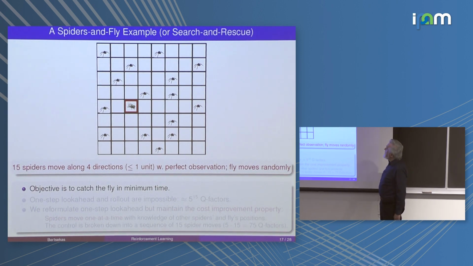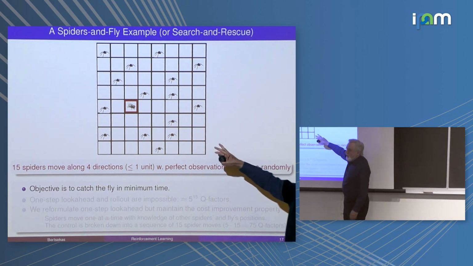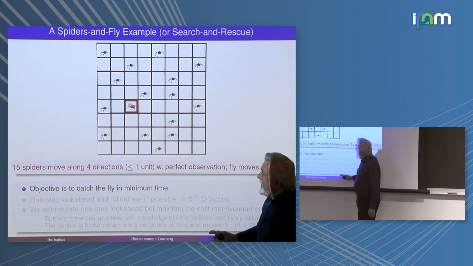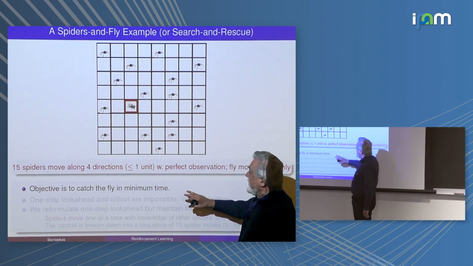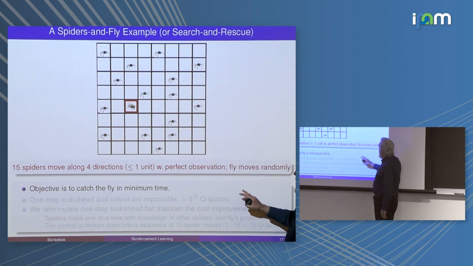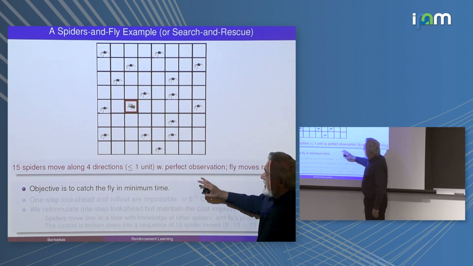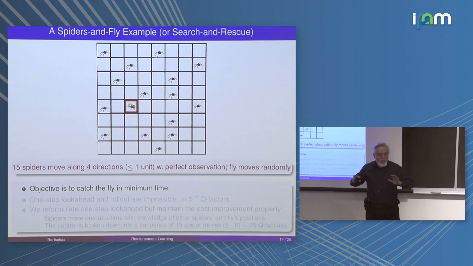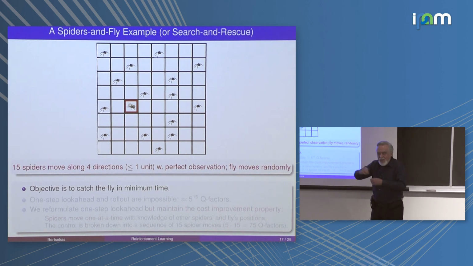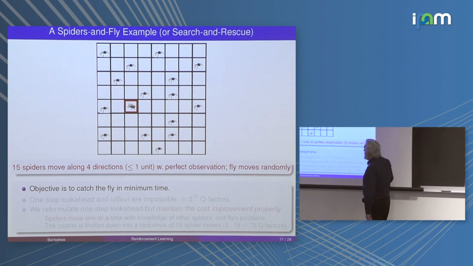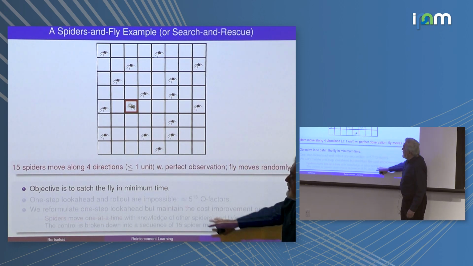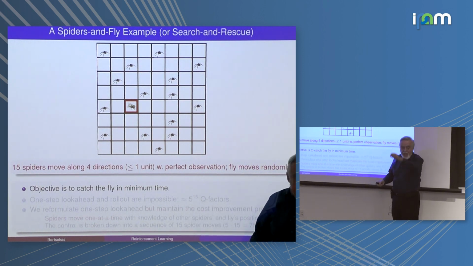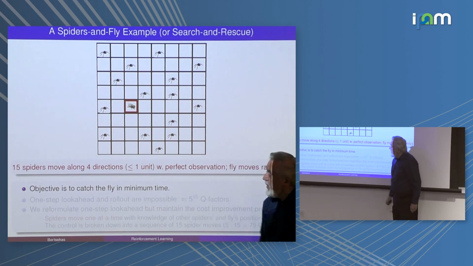Okay. This is a search and rescue problem, but to make it more interesting, I've turned it into a spiders and fly problem. You have 15 spiders moving on a grid along the 4 directions by 1 unit at most, and a fly that moves randomly. Now, the spiders have perfect vision. They know where each other are, and they also know where the fly is after it has completed a random motion at every step. So the control here is, of course, the joint motion of the spiders. It has 15 components. And the objective is to catch the fly in minimum time. Once a spider lands on top of the fly, then that's the end. And we want this to happen in minimum time.